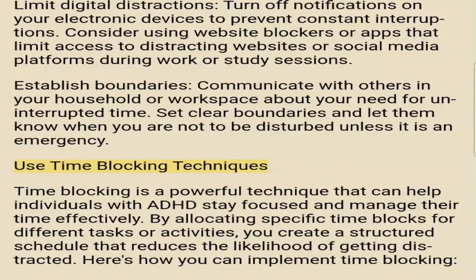Use time blocking techniques. Time blocking is a powerful technique that can help individuals with ADHD stay focused and manage their time effectively. By allocating specific time blocks for different tasks or activities, you create a structured schedule that reduces the likelihood of getting distracted. Here's how you can implement time blocking.